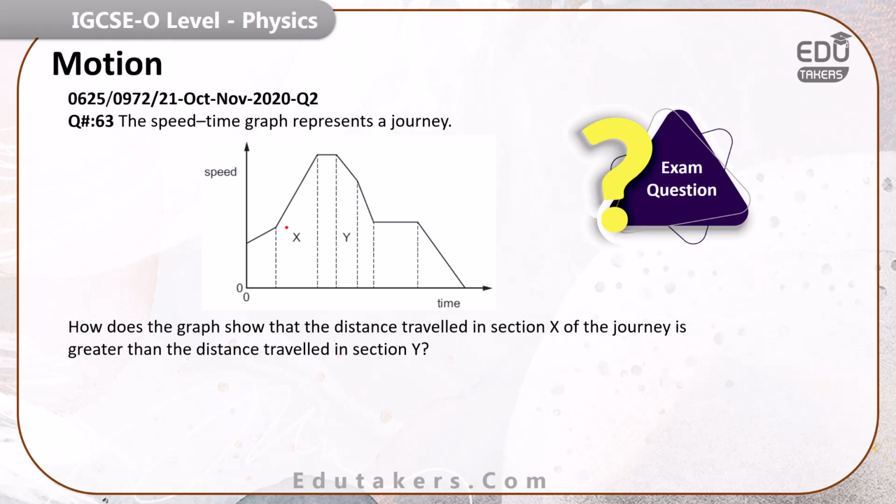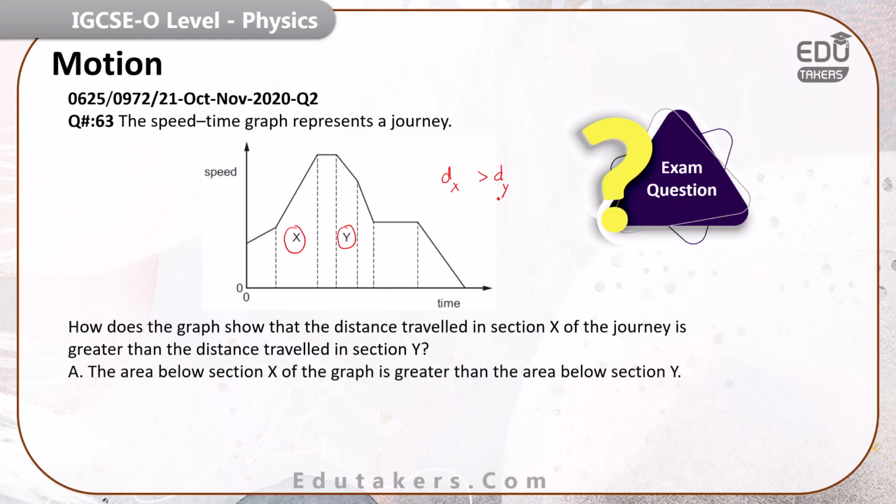In this graph, you can see that there are two sections, x and y, and it is given that the distance covered in section x is larger than the distance covered in section y. How can you show this? Let's see the options. Option A, the area below section x of the graph is greater than the area below section y.